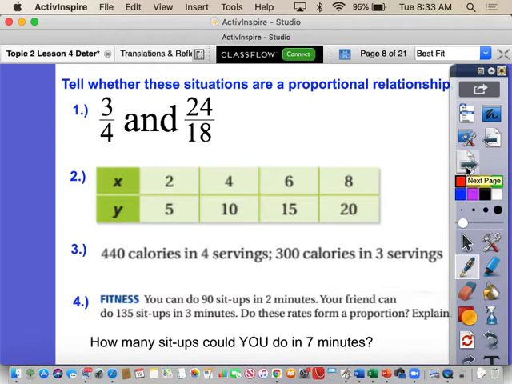Right, on our next slide on the back, all we're doing is telling whether those ratios are proportional. So you can use any of those three methods that we talked about a couple of slides ago. We can simplify the ratios, we can find the unit rate, or we can cross multiply. So if I've got 3 over 4 and 24 over 18, take a look at that and give me a thumbs up if you think you know what method you want to use to figure out if those are proportional. There's no right or wrong answer.